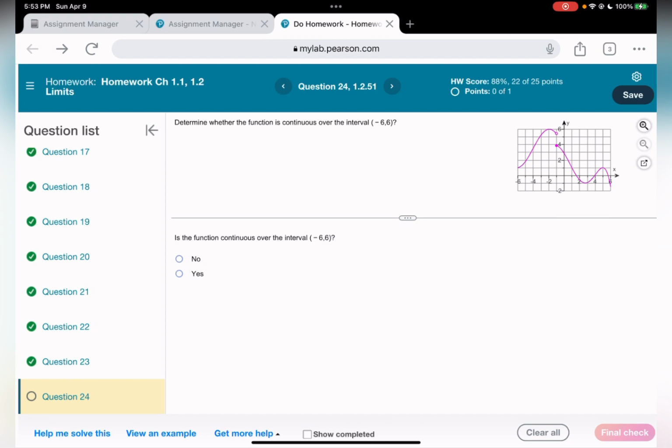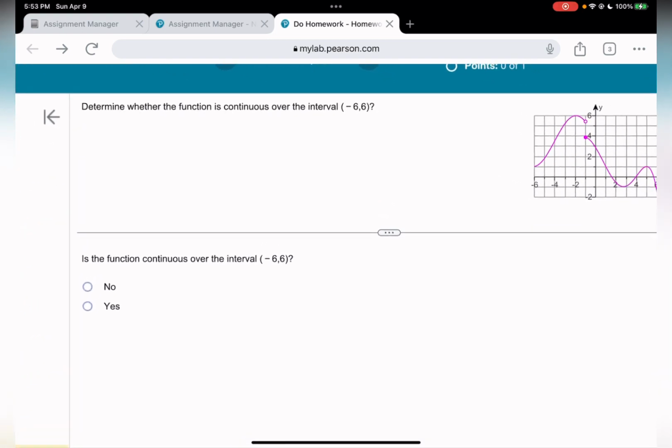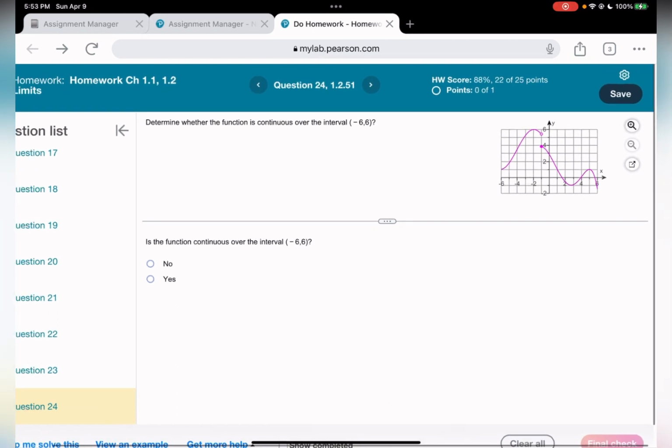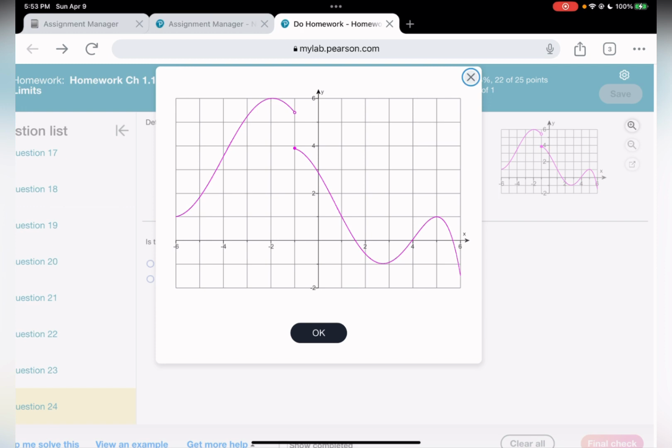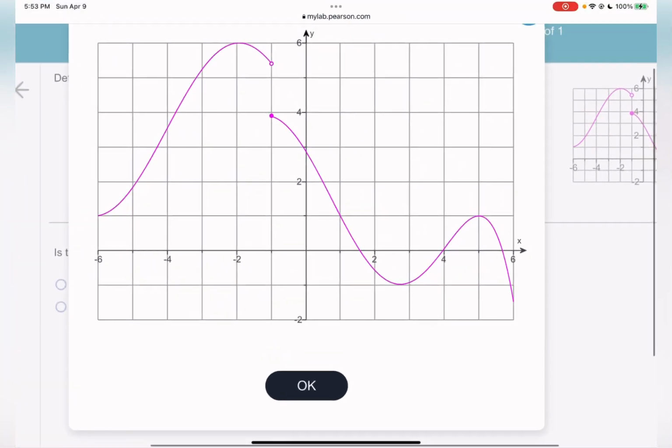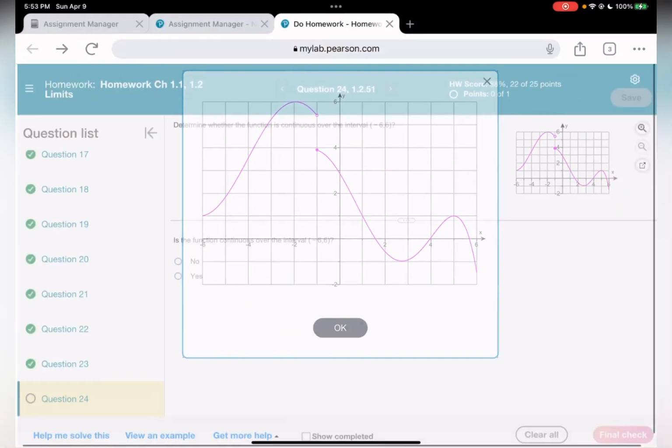24. Determine whether the function is continuous in the interval -6 to +6. Let's see. From -6 to +6. Oh, at the point -1 we have a break, right? So it's not continuous, no.